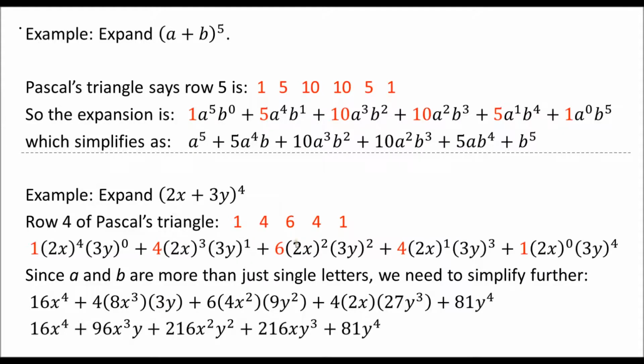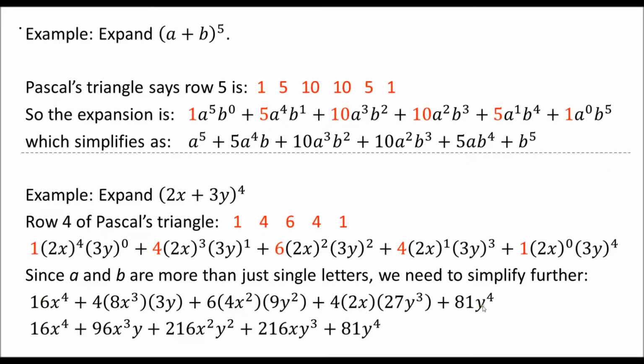The next term, 2x squared, that's going to be 2 squared, which is 4, and x squared, which is x squared. Again, the 6 came down. And 3y squared is 9y squared. Now we have 4, 2x to the 1st, which is itself, 3y to the 3rd. Well, 3 to the 3rd is 27, so we get 27y to the 3rd. And finally, 2x to the 0 is 1, so that part of the term goes away. And 3y to the 4th, 3 to the 4th is 81.